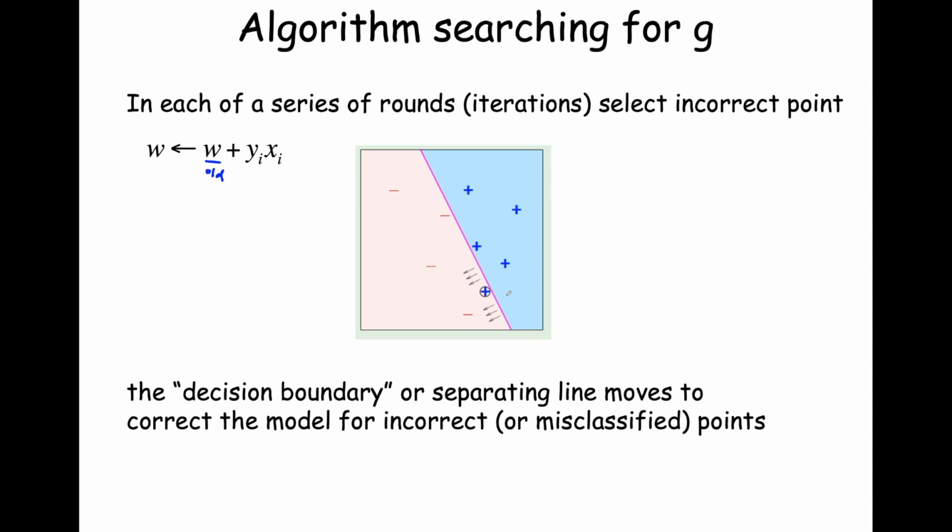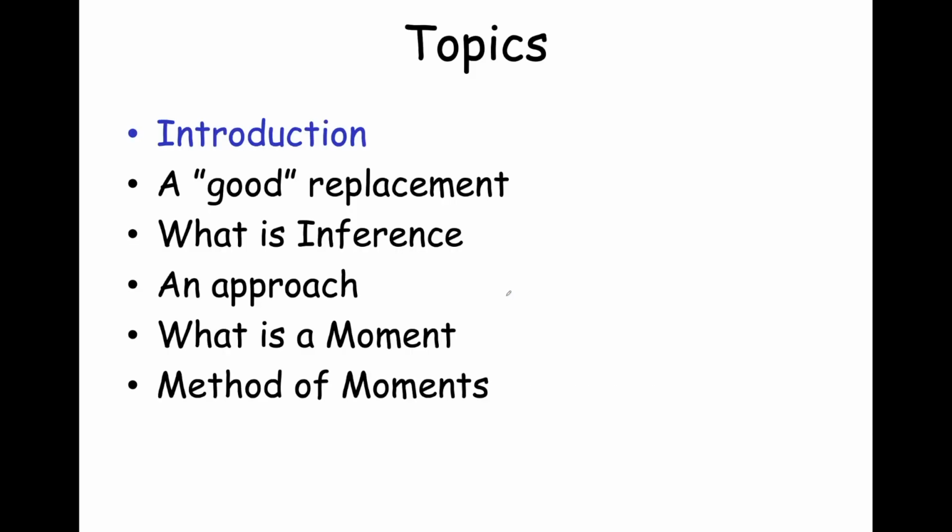Okay, and so let's continue forward, and we're going to talk about inference. Inference deals with first trying to find a good estimate, an estimator that you can use to stand in place for some unknown population parameter. So let's focus on this idea of what is a good replacement.